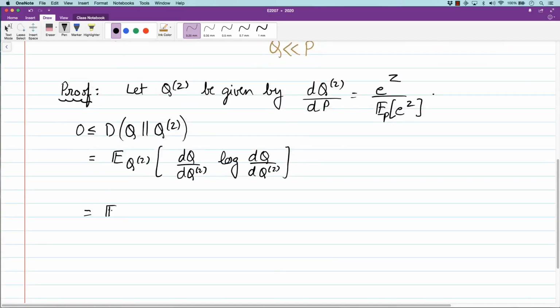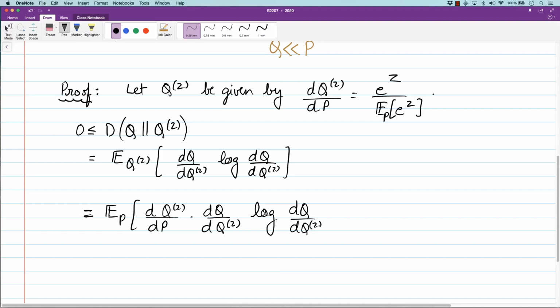And this can be written as the expected value over p now. This is because this qz has a density with respect to p. Density of qz with respect to p times this log density of q with respect to qz. So this guy here is expected value over p. This is how Radon-Nikodym derivative works, but you can verify this for the discrete case easily. Again, I'm leaving that as an exercise.